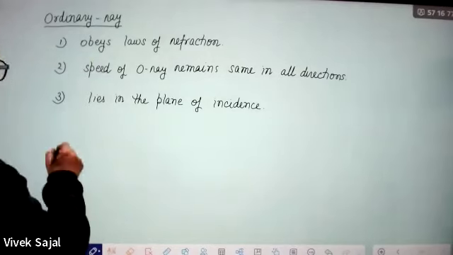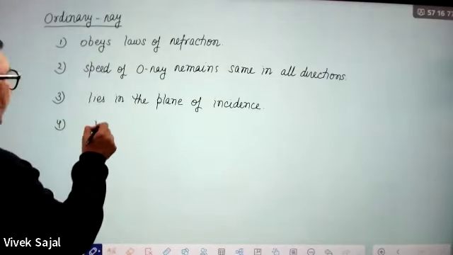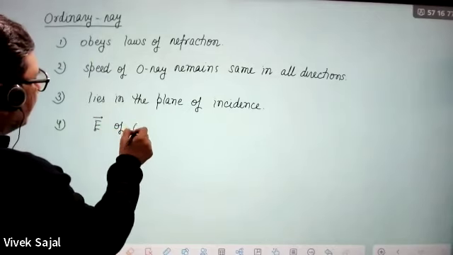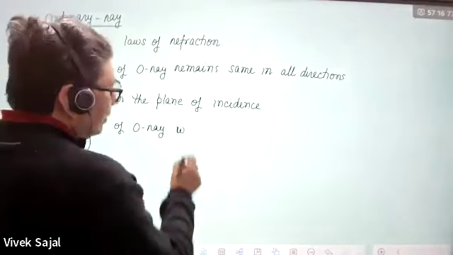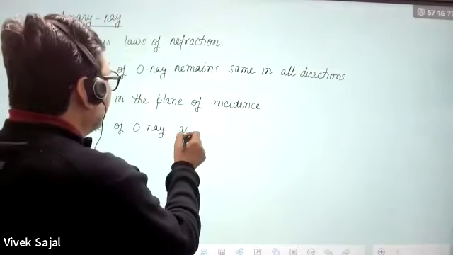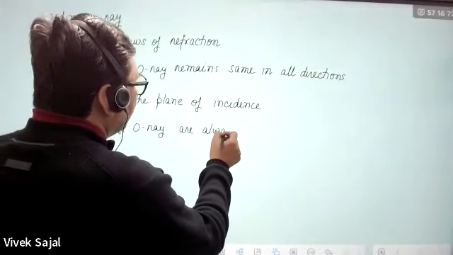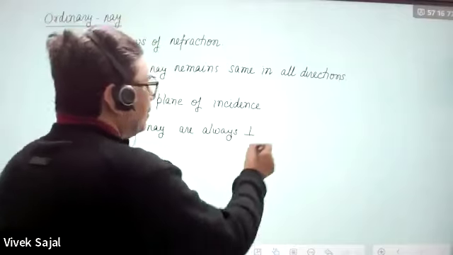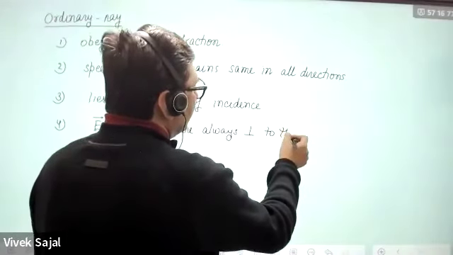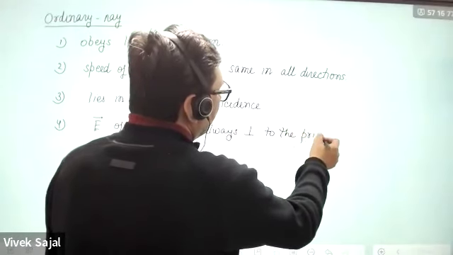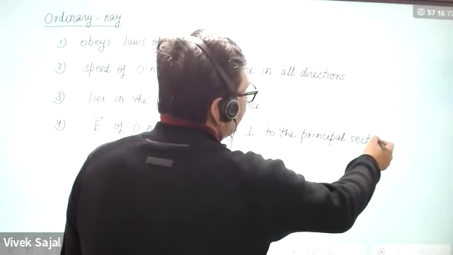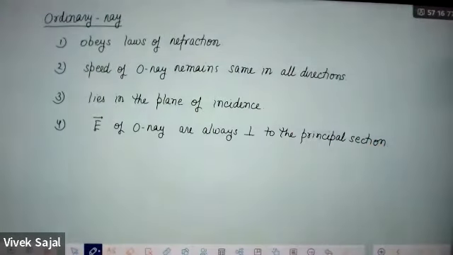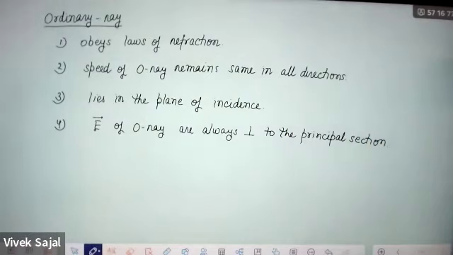Next, most important, the electric vector of the O ray is always perpendicular to the principal section.